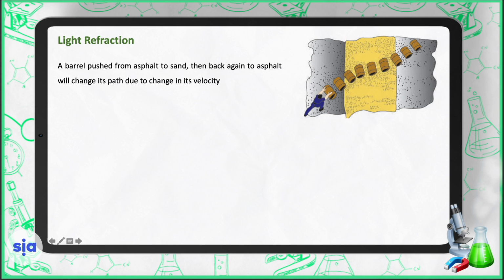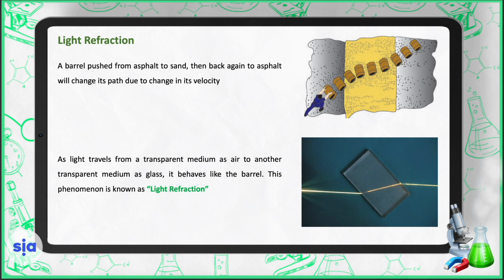Look at this barrel. This barrel is pushed from asphalt to sand, then back again to asphalt. This barrel will change its path from asphalt to sand and then back to asphalt due to change in its velocity. As light travels from a transparent medium such as air to another transparent medium such as glass, it behaves like the barrel. The phenomenon is known as light refraction.